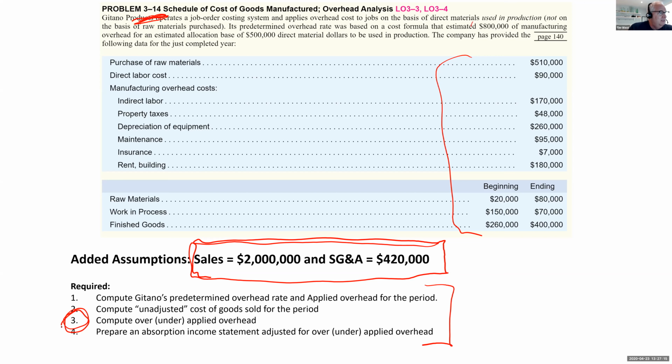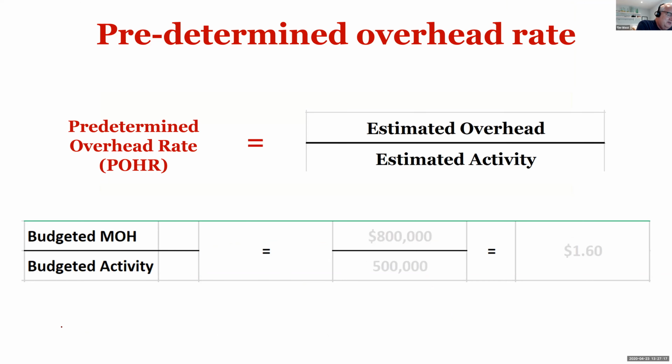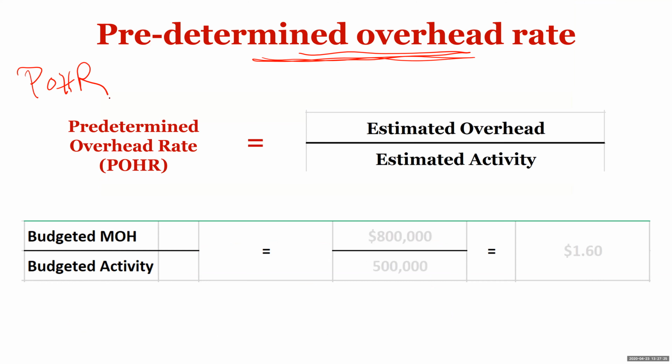First, we've got a couple of things in Problem 1 that we need to talk about. The first thing is making sure you can calculate a predetermined overhead rate. I tend to call that a POHR, or predetermined overhead rate. What do you use, Eric? I call it POHR as well. Okay. So at that point, I start talking about the Statue of Liberty. Give me your predetermined overhead rate.